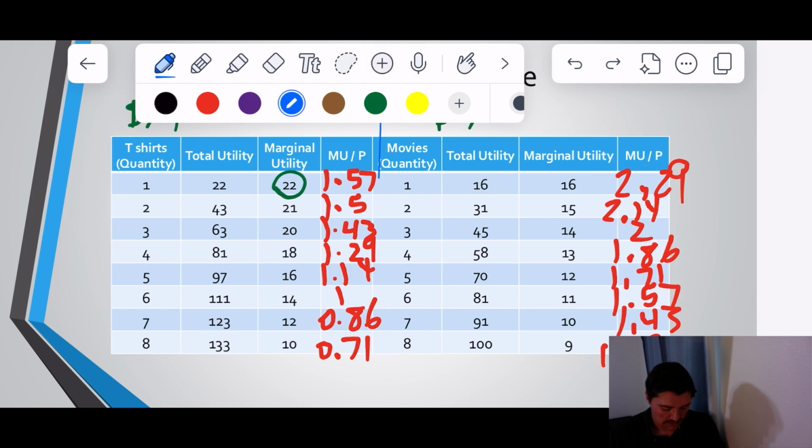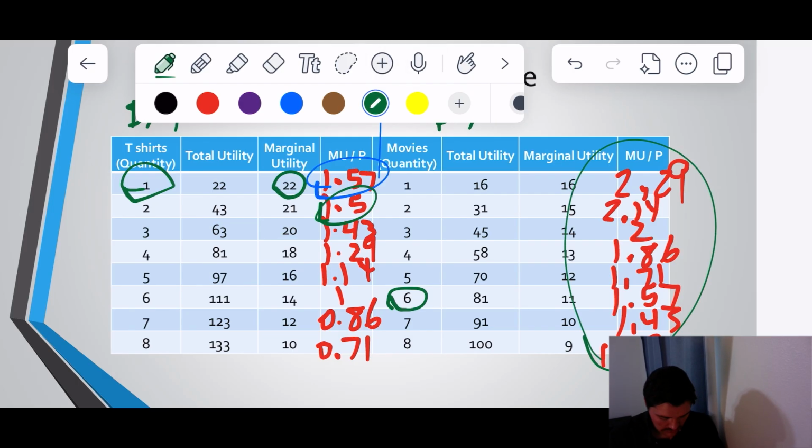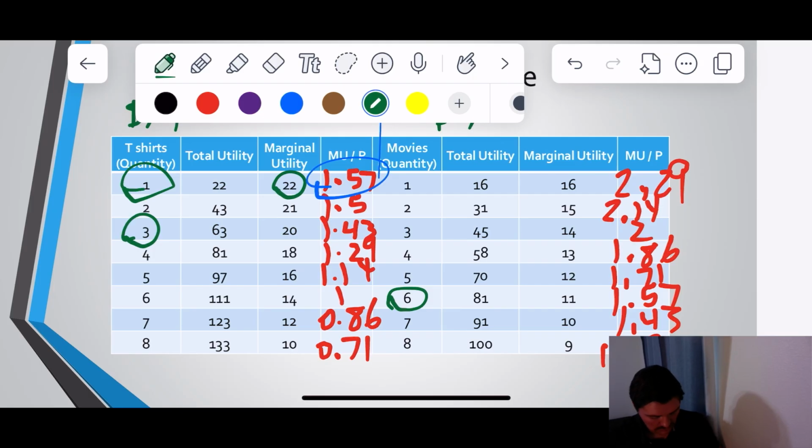So the way to make this easy is to see, is there a 1.57 over here? All right. And the answer is yes, right? We have one at 1 t-shirt and 6 movies. That's good. Do we have a 1.5? We do not have a 1.5. Do we have a 1.43? Yes, we do. We have one at 3 t-shirts and 7 movies right here. Do we have a 1.29? Yes, we do. 4 t-shirts and 8 movies.